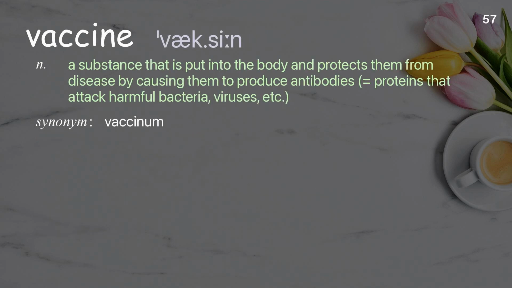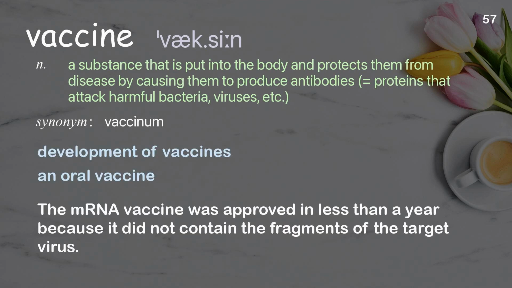Vaccine. A substance that is put into the body and protects them from disease by causing them to produce antibodies, or proteins that attack harmful bacteria, viruses, etc. Examples: Development of vaccines. An oral vaccine. The mRNA vaccine was approved in less than a year because it did not contain the fragments of the target virus.